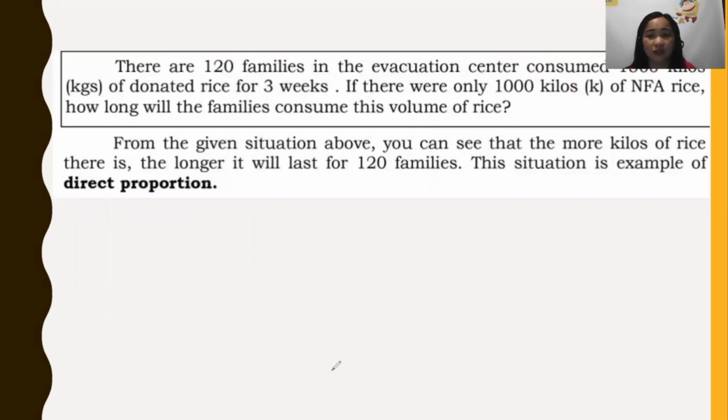Now, let us solve this. Ano bang tinatanong dito? What is asked in the problem? Yun dapat malaman natin. Let's understand. What is asked is how long will the family consume this volume of rice? That is what is asked. What are the given facts? Ano ba yung binigay dito?